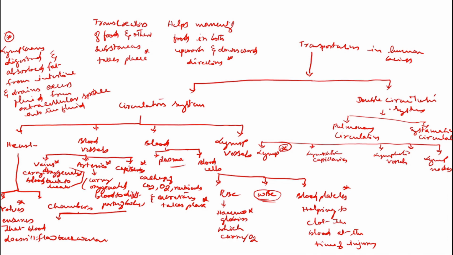So in double circulation, blood goes twice to the heart during each cycle. This is important, they may ask in the examination. So during double circulation, blood goes twice to the heart during each cycle, it is called the double circulation system. This is important.